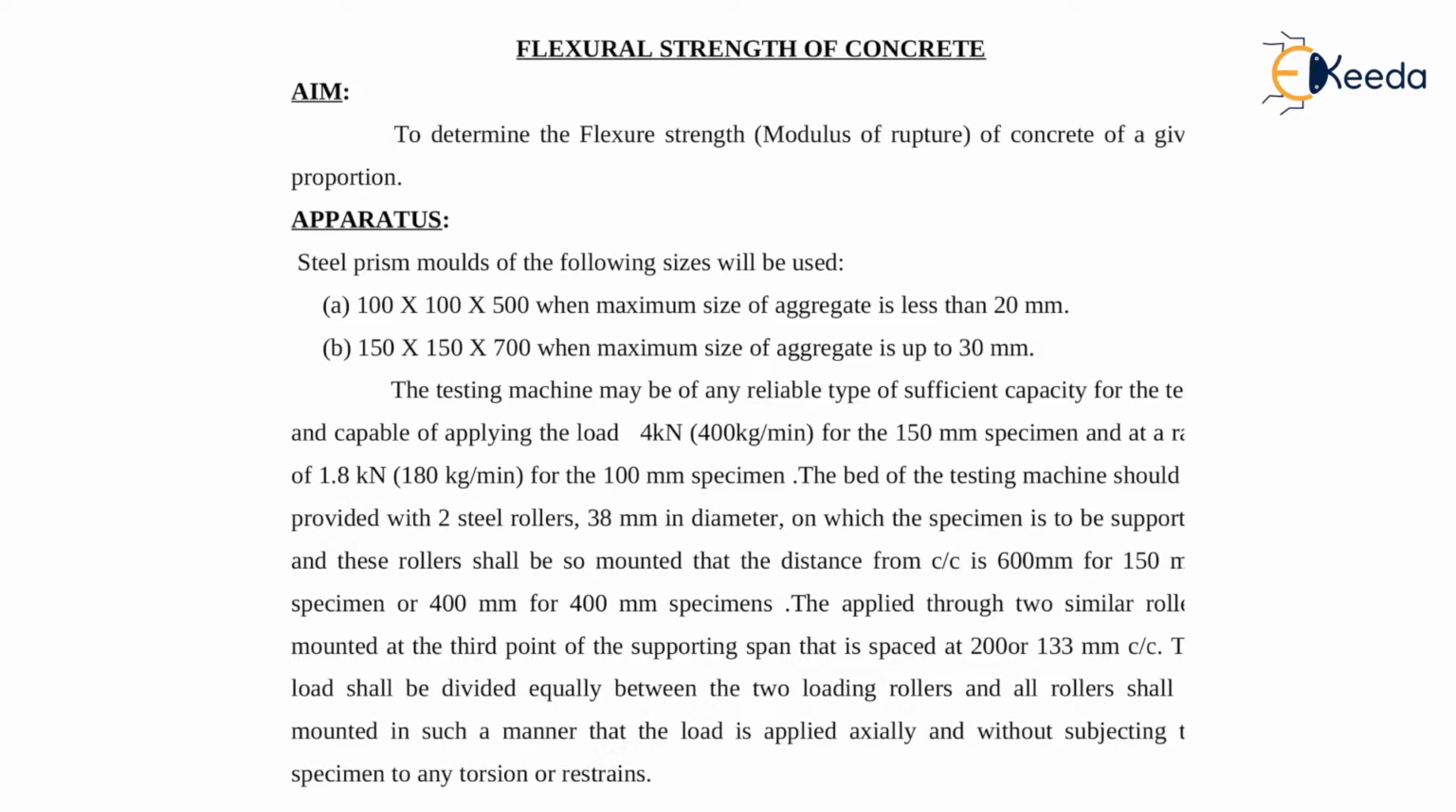So the aim of this test is to determine the flexural strength, that is the modulus of rupture of concrete, for a given proportion. Apparatus required are steel prism molds of the following sizes. First is 100 by 100 by 500 when the maximum size of aggregate is less than 20 mm. If the maximum size of aggregate is up to 30 mm, then we use a 150 by 150 by 700 mold of steel.